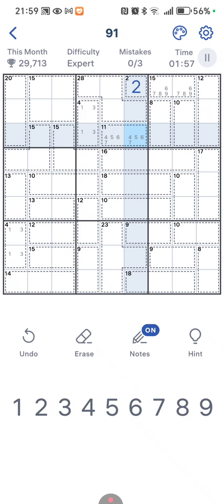Where else? No 3 means that's 4, 5, 7, and 8. 6, 7, 8, 9. And so, by elimination, 4, 5, 6, 7, 8, 9. So this is 2. 2 can only go in here because it can't go in any of the others.